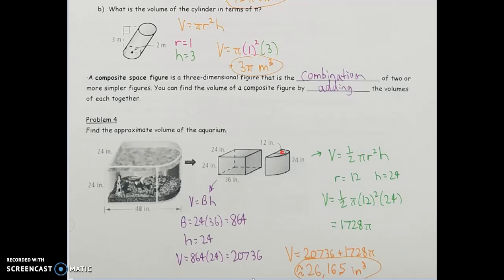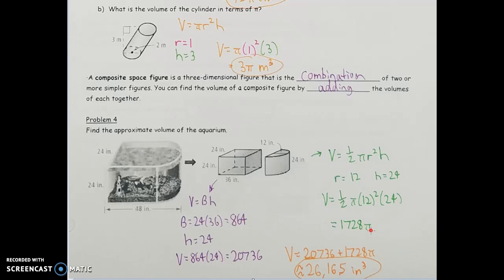Trying the cylinder this time, actually it's a half cylinder, so I can't use pi r squared h. I have to throw a 1/2 in front because we're cutting off the other half of that cylinder. We still are given all we need for it. We have a radius of 12. Looks like the height is 24. So if I take those measurements and substitute them in my equation, I should end up with 1,728 pi in terms of the volume.